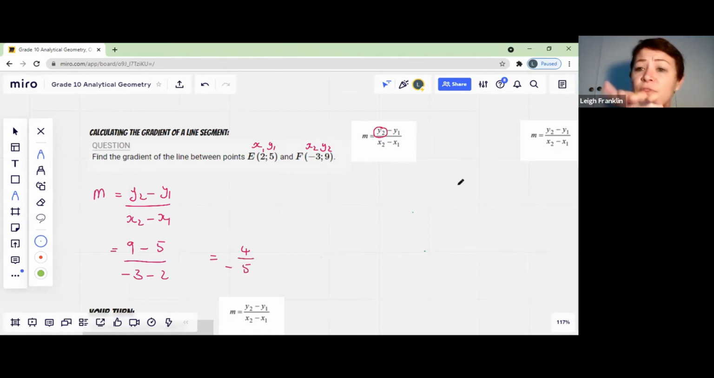So in other words, if you were standing at E and you needed to walk to F, you would be walking downhill. You wouldn't be walking uphill. Does that make sense?